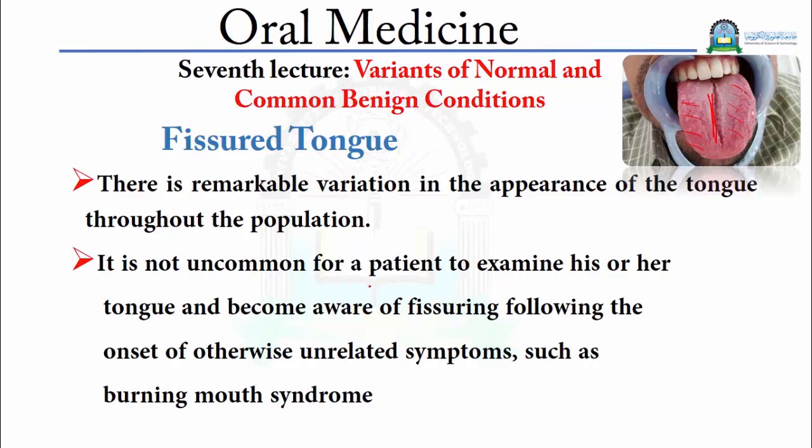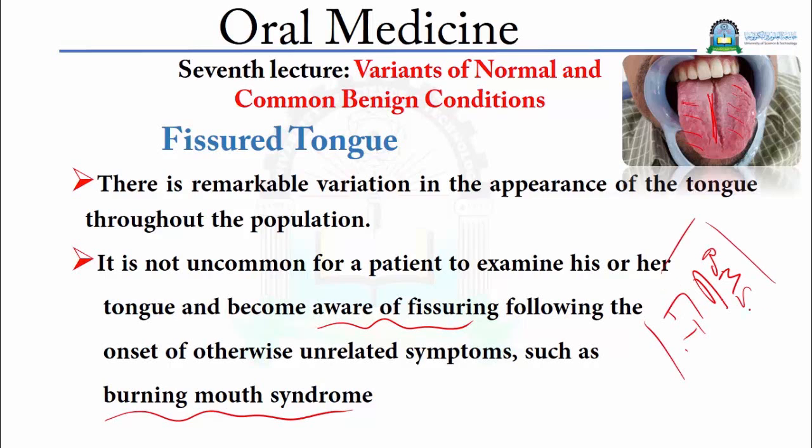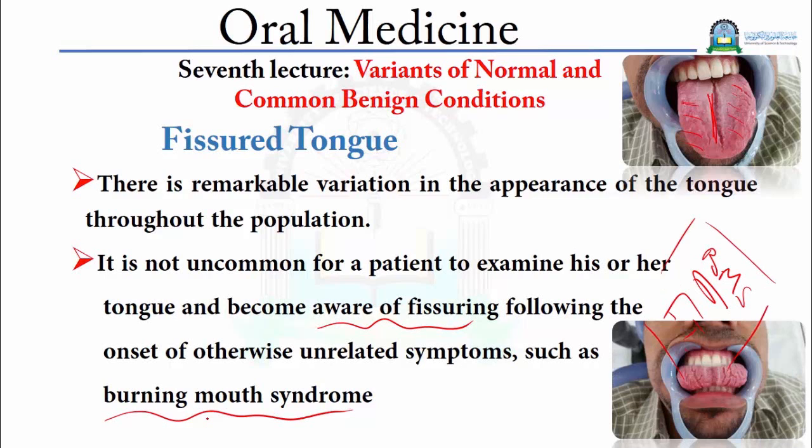It is uncommon for a patient to examine his or her tongue and become aware of the presence of fissuring following the onset of otherwise unrelated symptoms such as burning mouth syndrome. There might be an association between burning mouth syndrome and the fissured tongue, and this is the most common complaint or symptom, if there are symptoms.